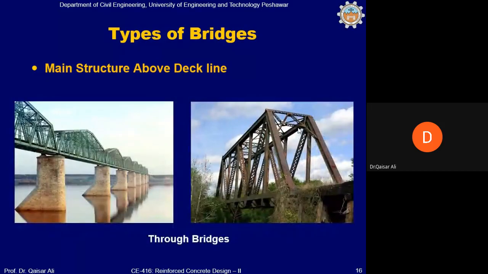This is another type of bridge where the main structure is above the deck line. These are called through truss bridges. You can see that the trusses are provided above the deck, on both sides of the bridge. On this side, you can see a continuous through truss bridge, and this is a simply supported through truss bridge.